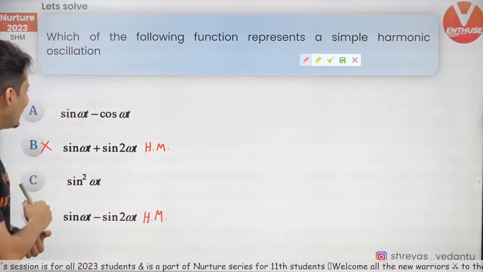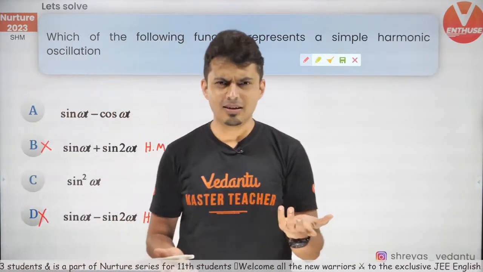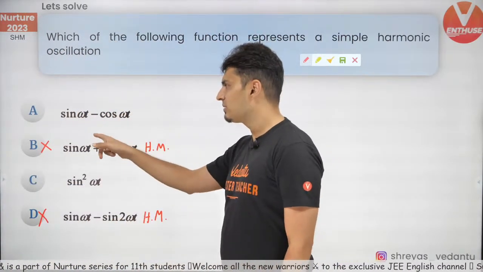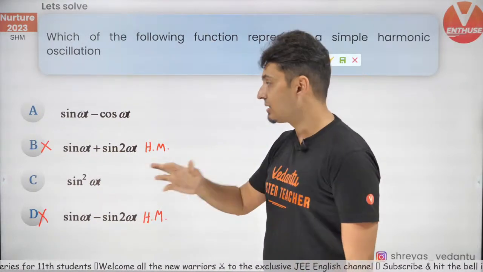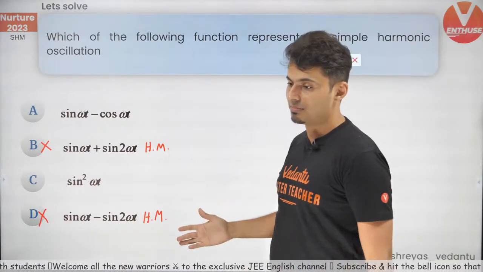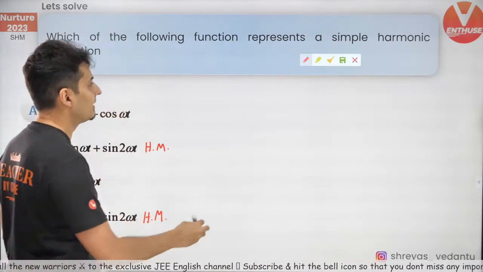Now, sine omega t minus cos omega t. You will be like, sir, even in this there are two terms. Even in, this is a sine square, sir. So this is definitely not SHM. None of them are SHMs. But I'll tell you what. Let's try to manipulate it.